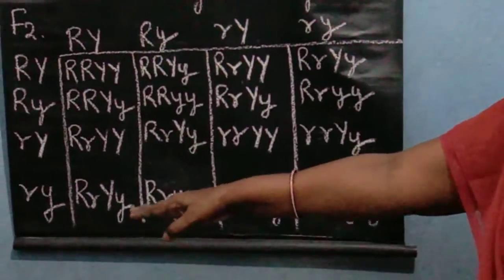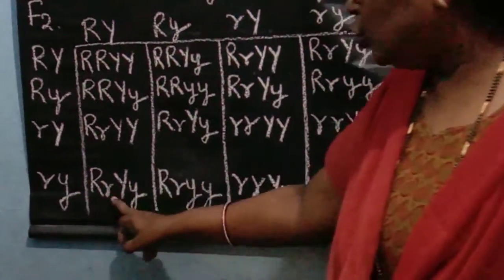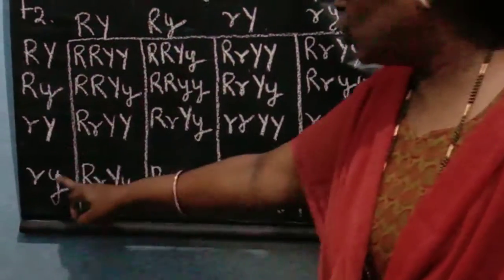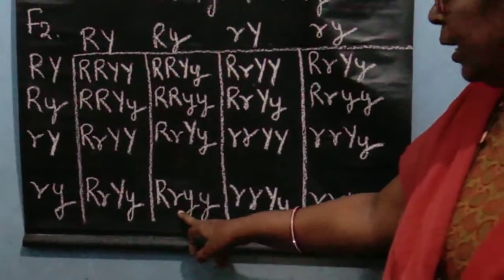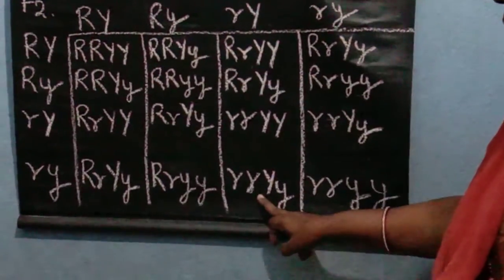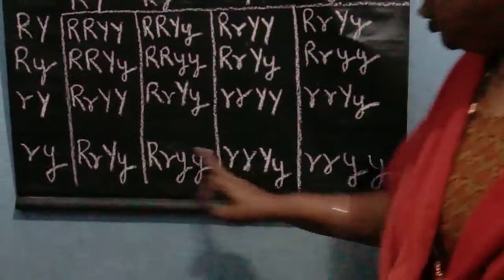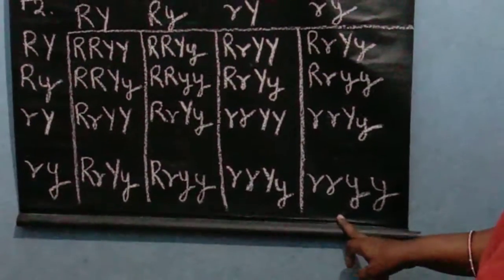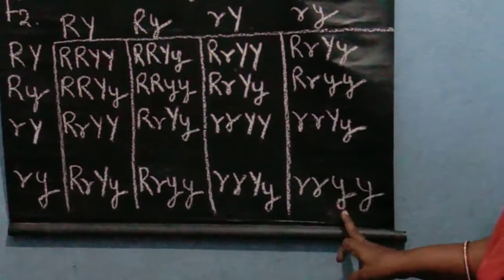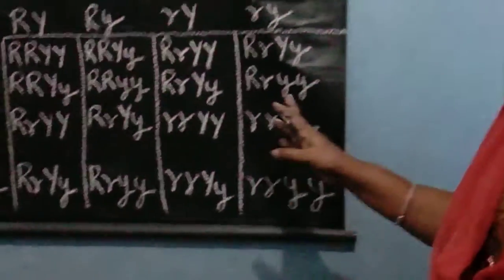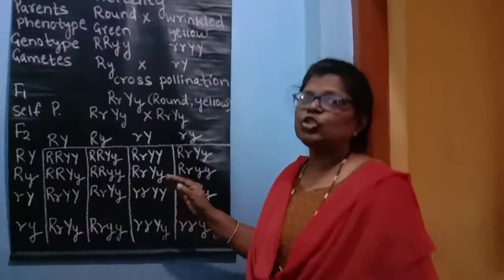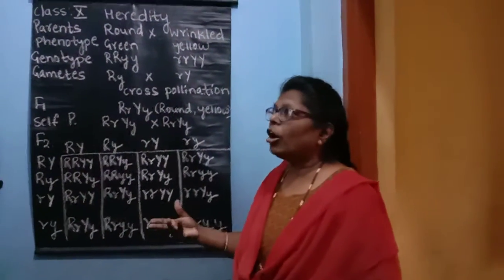Now come to the last line. Capital R into small r, capital Y into small y. Then here also R into small r, then 2 small y. Then come to the third, 2 small r, then capital Y into small y. Then the last one, you can see both the r's are small and both the y's are small. So in this way, Mendel got the ratio 9:3:3:1.